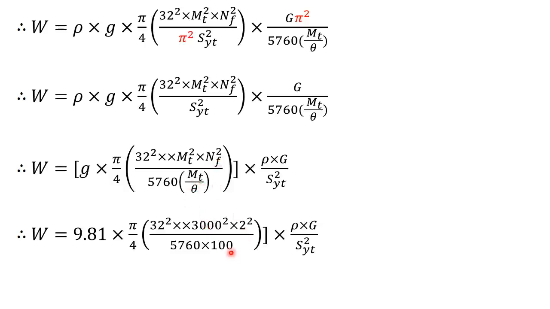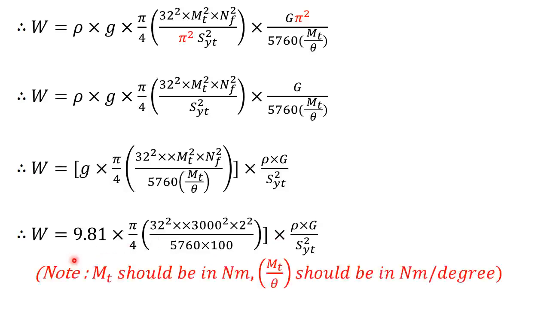Factor of safety, MT by theta is given in 100 Newton meter per degree, and we have already taken care of theta in degree. Rho G divided by SYT square. So this will let us evaluate this constant first. Note, MT should be in Newton meter, MT by theta should be in Newton meter per degree.